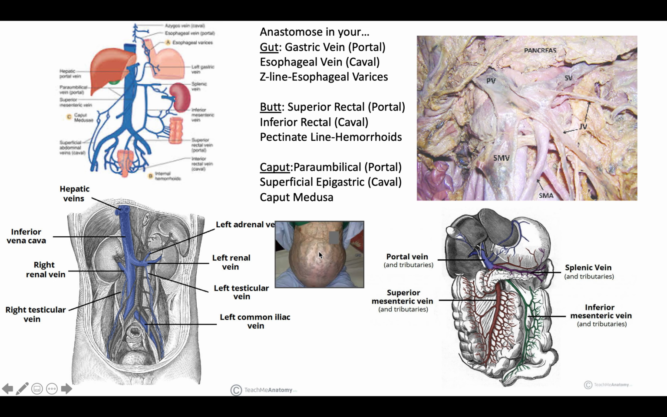So instead, the veins that normally you wouldn't even notice or know existed unless you knew what to look for have become engorged and extremely noticeable, because the normal way of blood going back through the liver has now been obstructed and it has to get back to the heart some way. And so instead, it uses the superficial epigastric vein to get there. The mnemonic is your gut, your butt, and caput, which is the way to remember these different anastomoses.